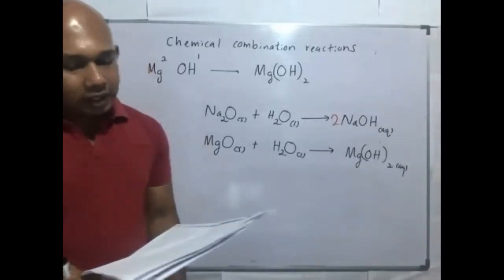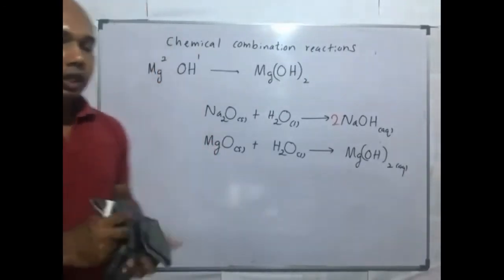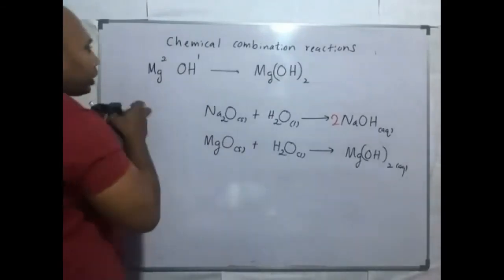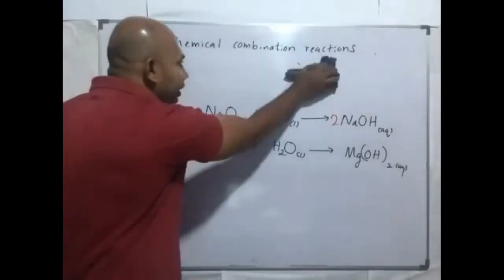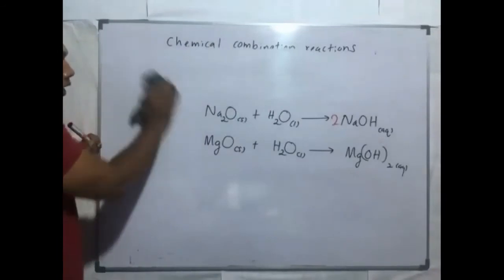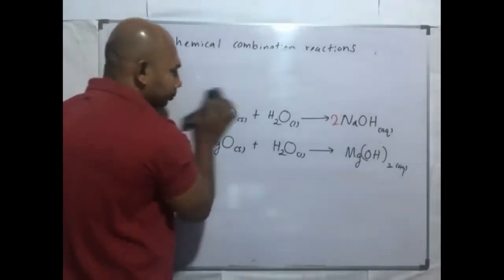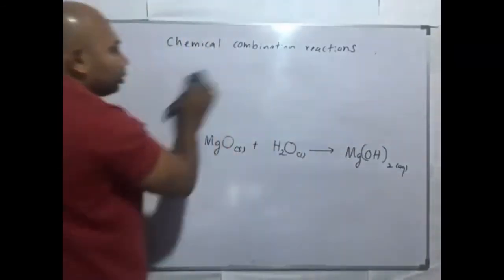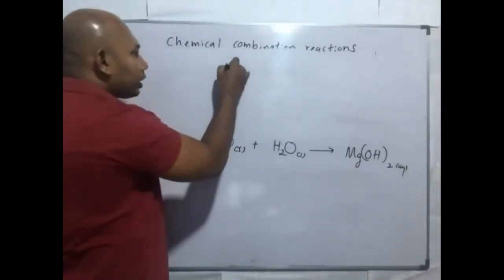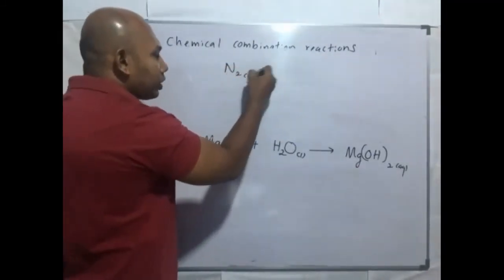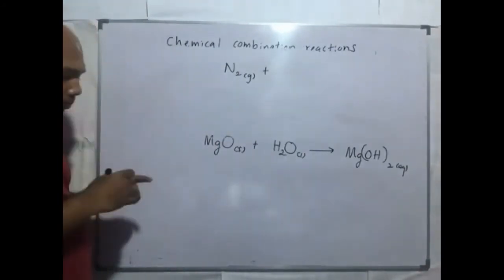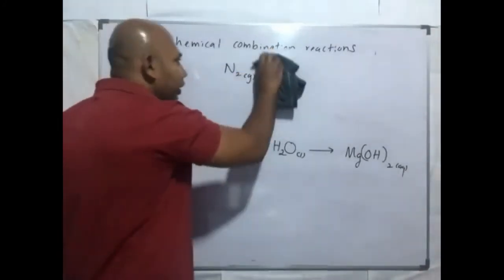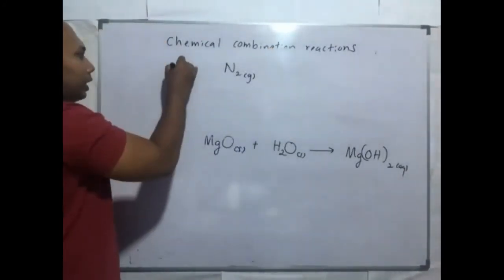Reaction of magnesium with nitrogen gas needs a special condition because nitrogen is inert, right? Nitrogen gas is an inert gas. In a special condition, nitrogen gas reacts with magnesium.